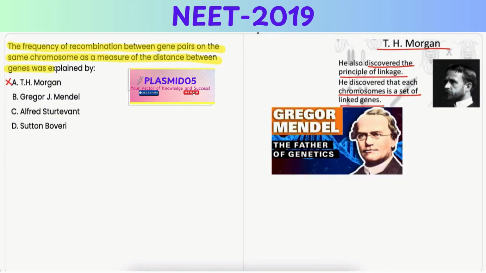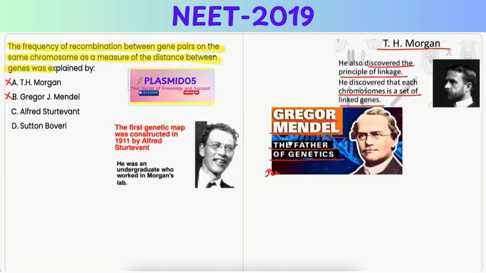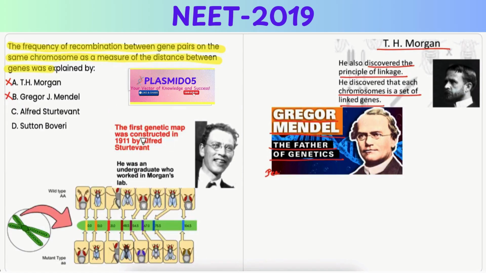Option B, Gregor Johann Mendel. Now it is also incorrect. Though Gregor Johann Mendel is known as the father of genetics for his pioneering work on inheritance patterns through his experiments on pea plants, this work did not involve chromosomes or recombination frequency, as he was himself not aware of the physical basis of inheritance at the chromosomal level. Option C, Alfred Sturtevant. Now, Alfred Sturtevant, who was a student of T.H.